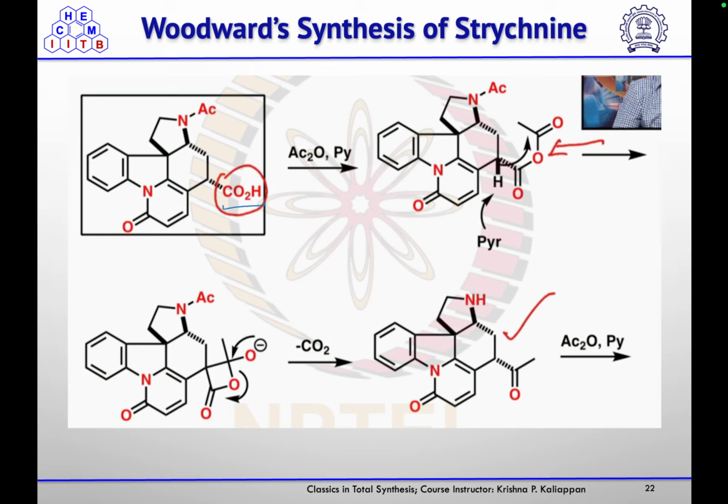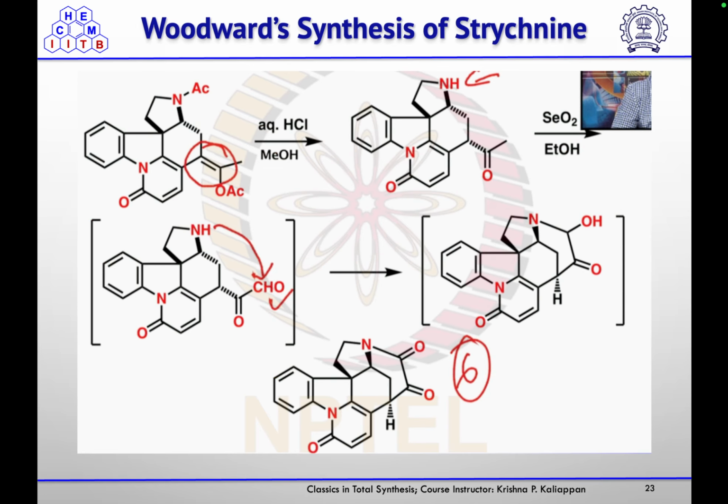Then this acid they treated with acetic anhydride to form this mixed anhydride, and then pyridine will take the proton from here and form a four-membered ring, which on loss of carbon dioxide will form this methyl ketone. Then again on treatment with acetic anhydride and pyridine, and in the same process your acetyl also got hydrolyzed. So again they protected using acetic anhydride and pyridine to get the N-acyl product.